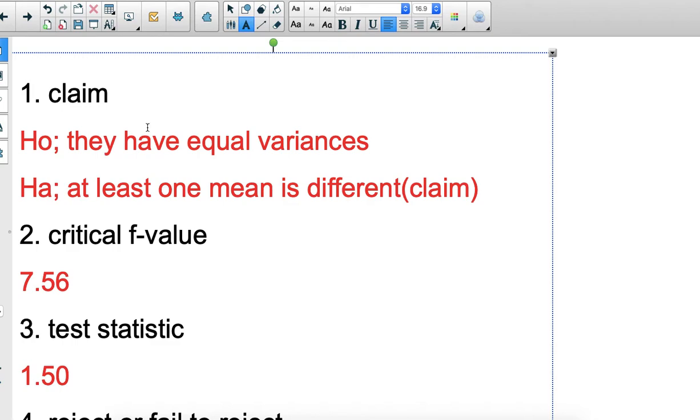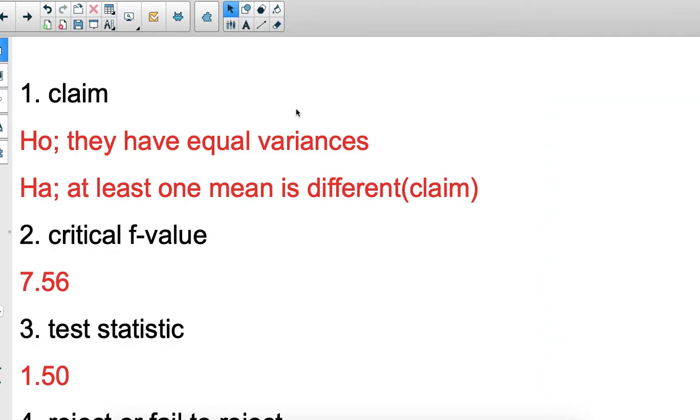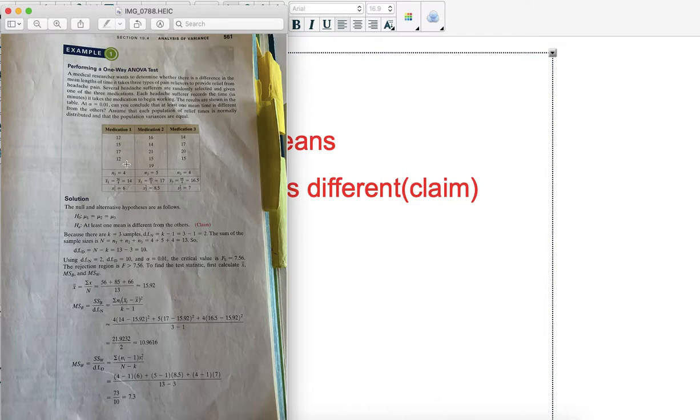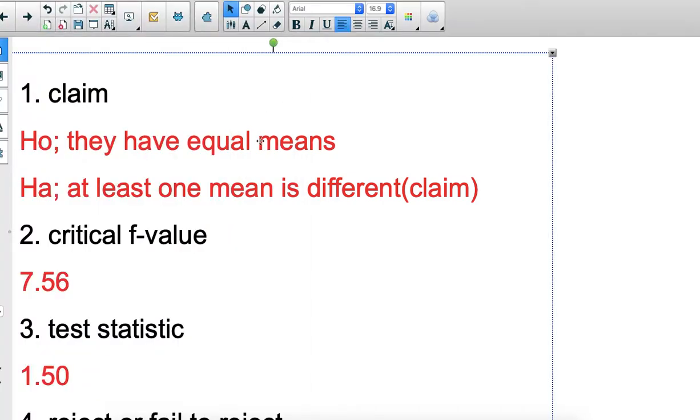First thing we need to do is figure out where the claim is. H0 for one-way ANOVA tests will always be that they're equal, not variances, so this should be means. All the means are equal, and sometimes they'll list them out: mu1, the mean of the first value, is equal to mu2 and mu3. But I just have it right here as they have all equal means.